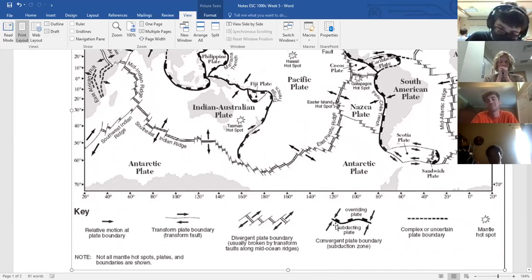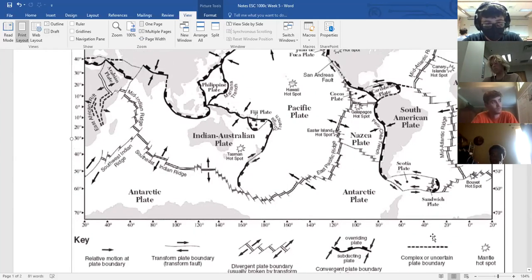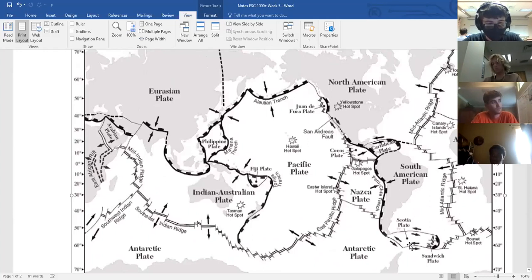When you come together, one gets pushed under the other. In this map, you can see the subducting plate is sliding under the overriding plate, and they have these blocks showing you which direction. Then you have uncertain or complex boundaries, and then the hot spots. And those hot spots are the mantle plumes that we talked about. So let's just have a look at what we have here.